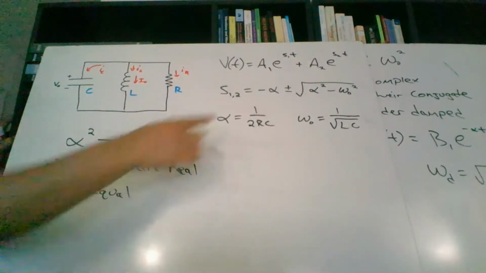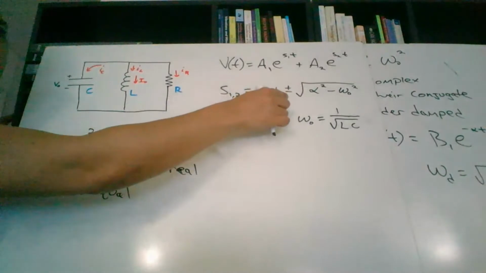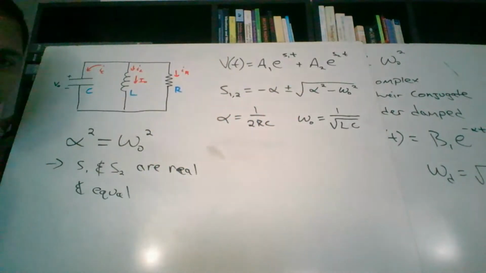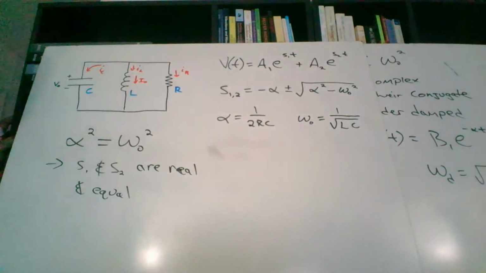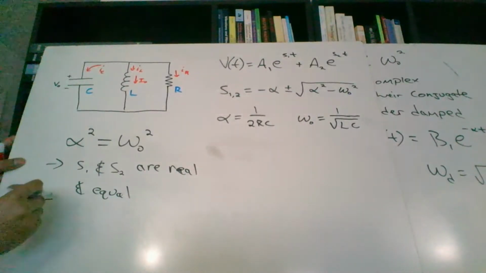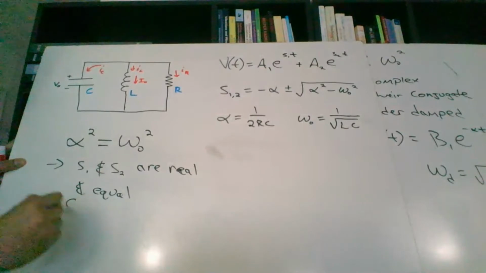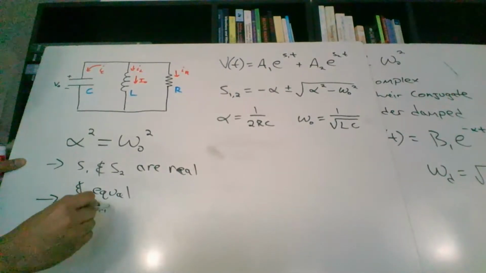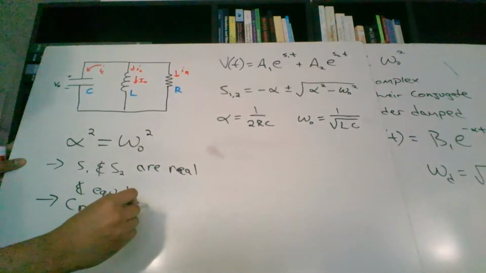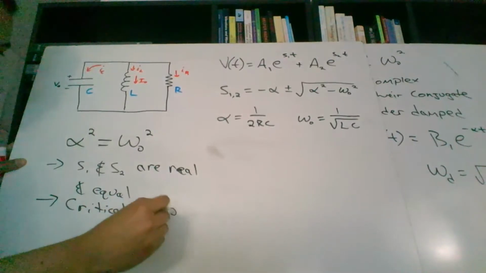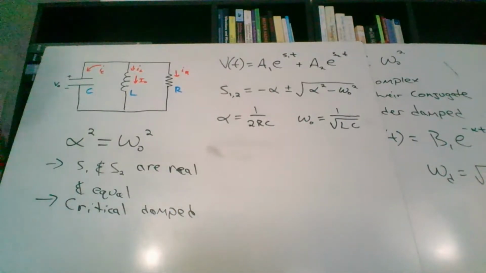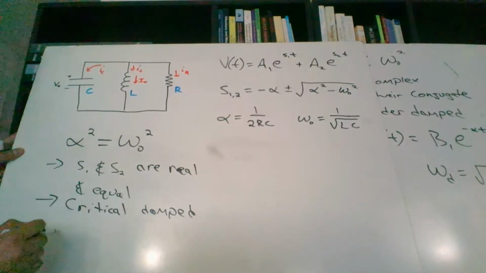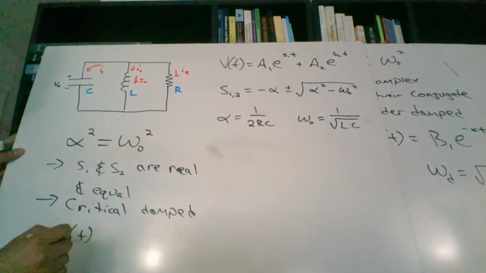Okay? So if you do plus 0 or minus 0, it doesn't matter. You get the same value for your solutions. So if that's the situation here, we get what is called a critically damped solution. And for the critically damped solution, it's going to be V as a function of t.